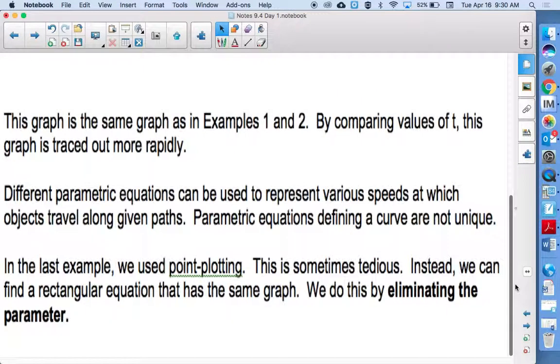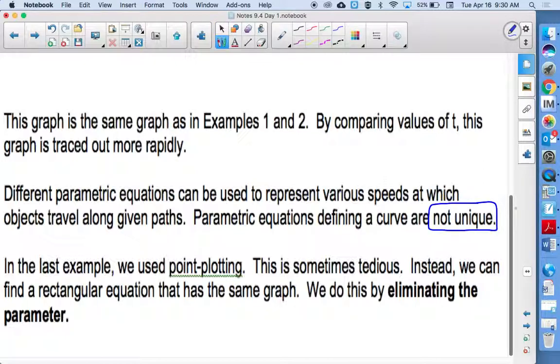There you go. So it says, comparing t-values, this graph is technically traced more rapidly, so over a shorter amount of time. Different parametric equations can be used to represent various speeds at which objects along a path travel. Parametric equations defining a curve are not unique.